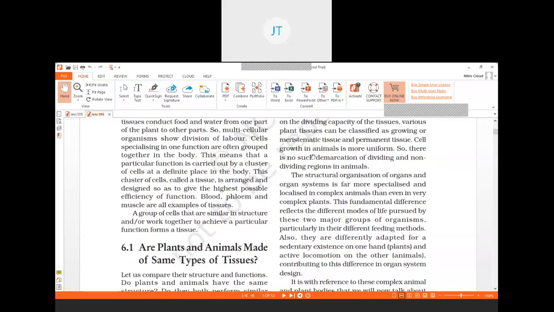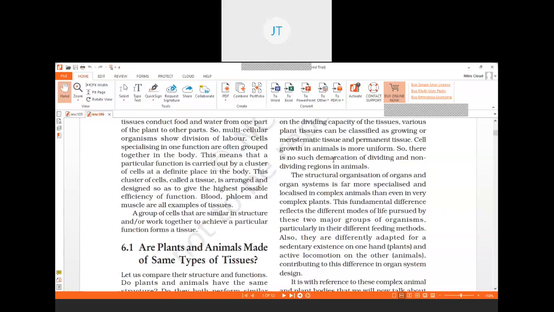Cell growth in animals is more uniform, so there is no such demarcation of dividing and non-dividing region in animals. Demarcation means separation. You cannot observe and tell that this is the non-growing part in the human body or in the animal, and this is the growing part.